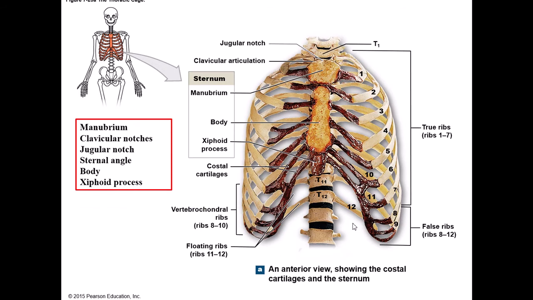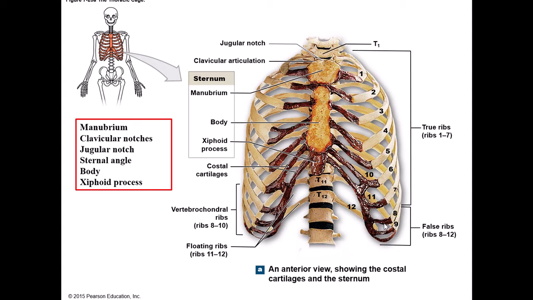So we can classify ribs as either being true or false. True ribs mean that the rib has a connection to the sternum via this costal cartilage. So if you take a look at rib number 1, rib number 2, rib number 3, 4, 5, 6, and 7, you'll notice all of these ribs have a direct connection to the sternum. All these costal cartilages bring the rib directly to the sternum.